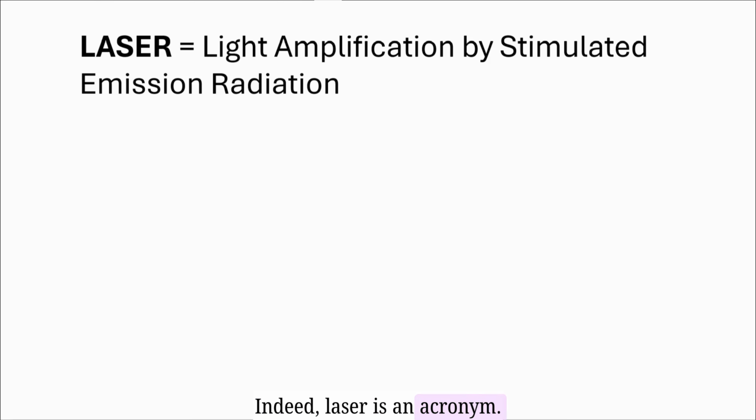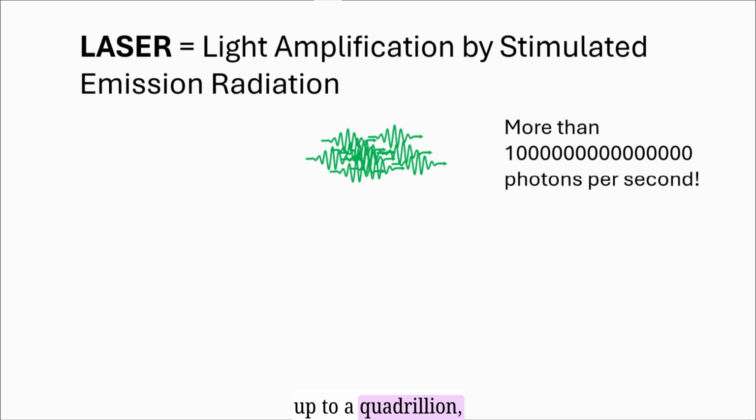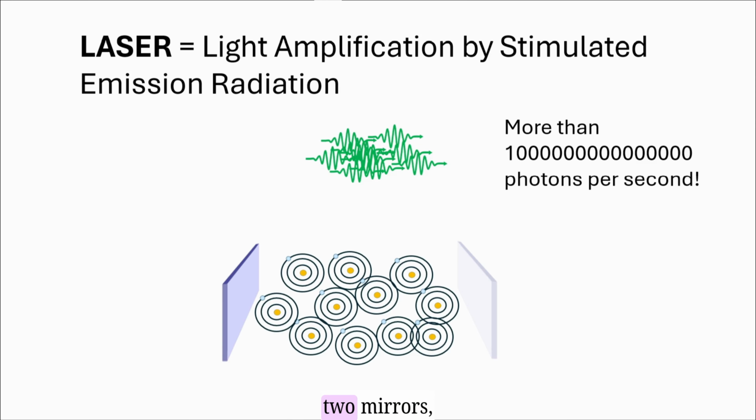Indeed, laser is an acronym: light amplification by stimulated emission of radiation, where radiation is simply another word for light. The basic principle of a laser is to go from a single photon to an enormous number of photons, up to a quadrillion, even in low-power lasers. To achieve this, many excited atoms are placed between two mirrors, one totally reflective and one partially reflective. This allows us to direct all emitted photons into a single beam.